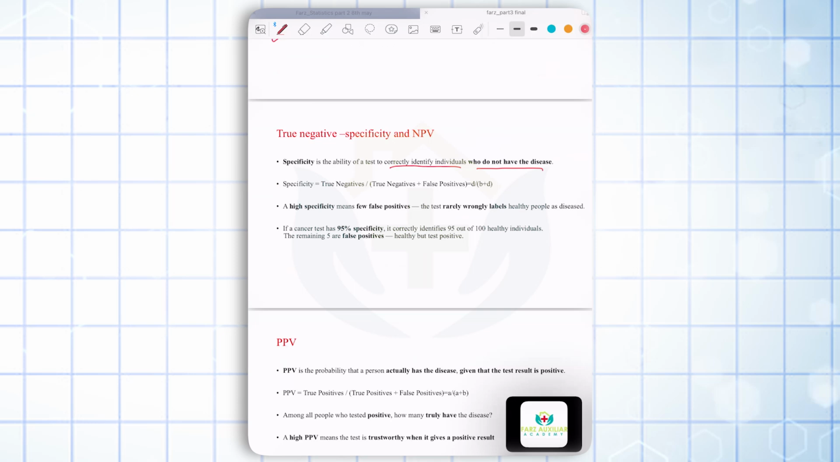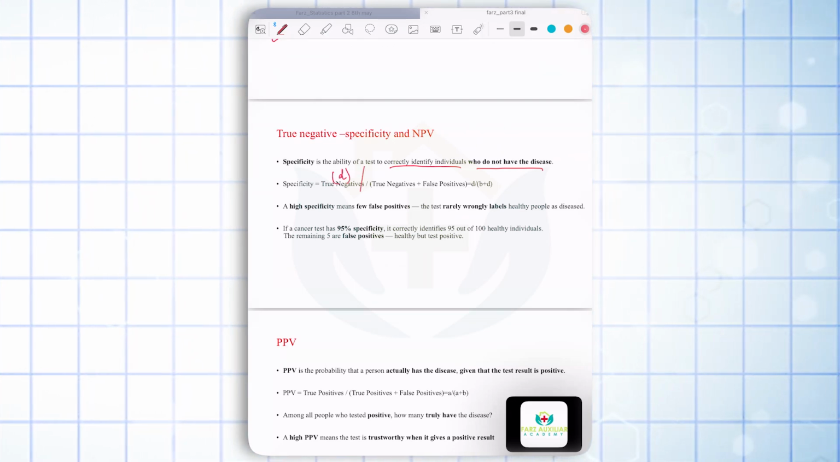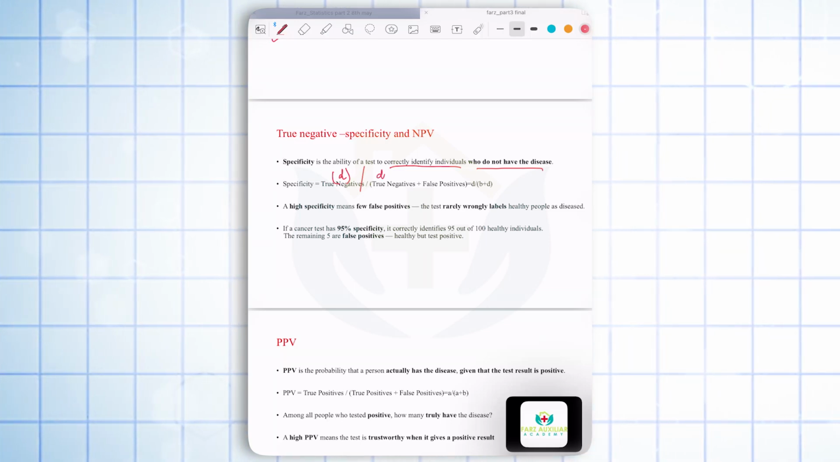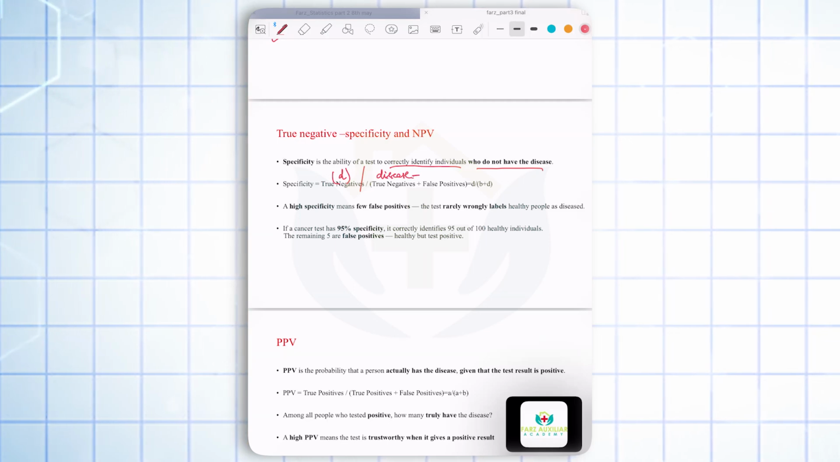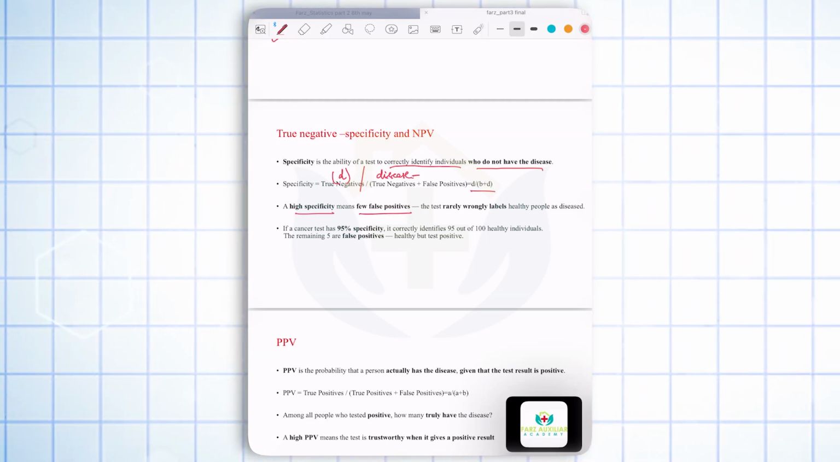The specificity is given by the formula: true negative, D, divided by true negatives plus false positives, which means the total sum of those who don't have the disease. So that is given by the formula D by D plus B. A highly specific test means few false positives.